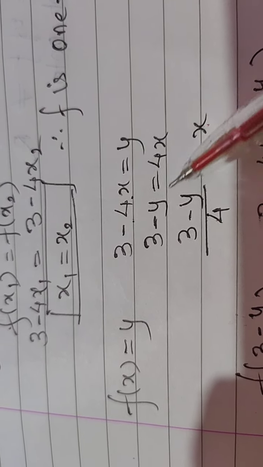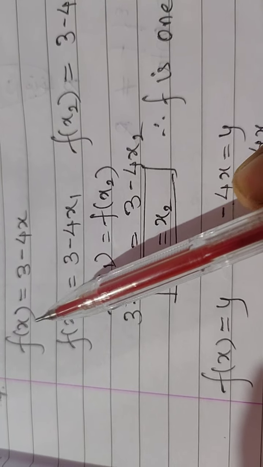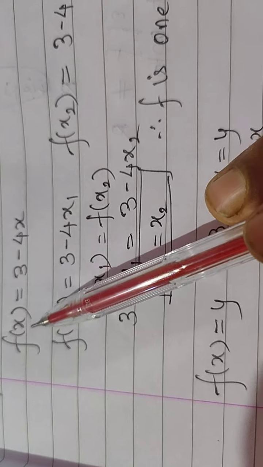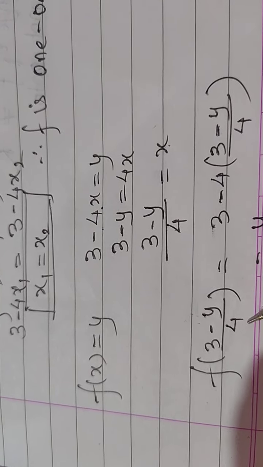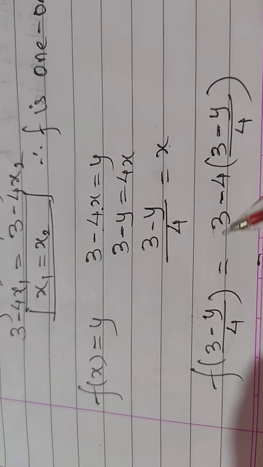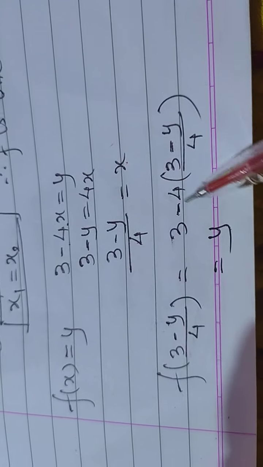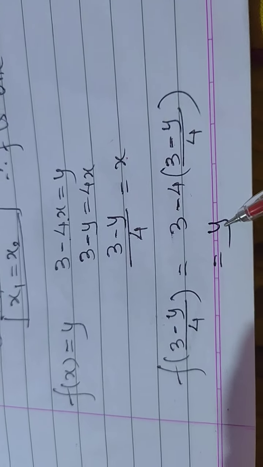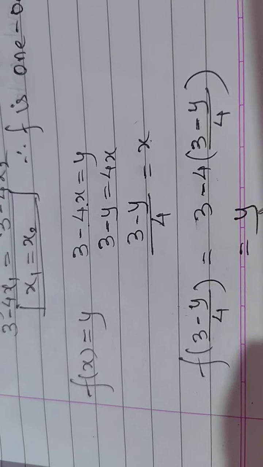Then put this value of x in f of x. So here we will substitute the value of x in f of x. Okay. So we get f of (3 minus y upon 4) is equal to 3 minus 4x. So substitute this value of x, it is 3 minus y upon 4. Cancel 4, 4 will get cancelled. That is 3 minus 3 plus y. So we get y. So we should get f of x equal to y.